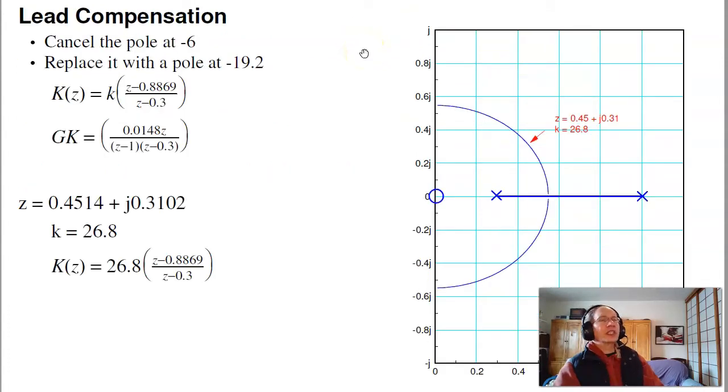So let's try a lead compensator. If I have a lead compensator, what I can do is cancel the pole at 0.88 and put it somewhere else. For example, I'll move it down to 0.3. So my lead compensator becomes z minus 0.88 over z minus 0.3, giving me this root locus. If I want to design for 20% overshoot, I'll find out where that hits the damping line of 20%, and that'll be right here, 0.445 plus j0.31. Pick k to make the gain 1 at that point, and I get k of 26.8. So there's my digital lead compensator.